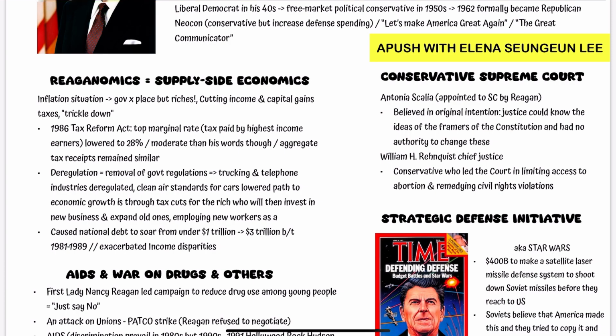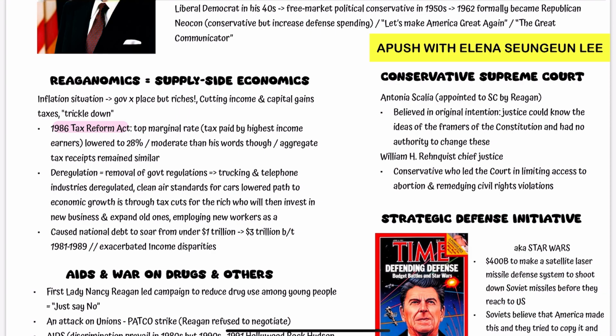society. For example, we have the 1986 Tax Reform Act, which lowered the top marginal rate, which is the tax paid by the highest income earners, to 28%. By these kinds of acts, you can see supply side economics, cutting taxes for the richest, really well shown in this Tax Reform Act. However, he was still more moderate than his words suggested, because at the end of the day, if we look back at his presidency, the aggregate tax receipts remained similar to his more liberal predecessors.